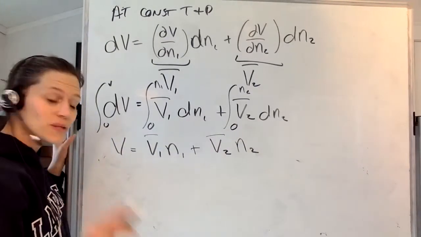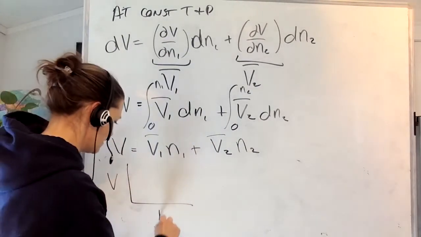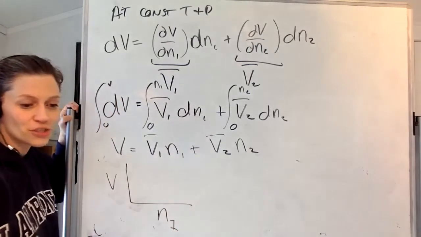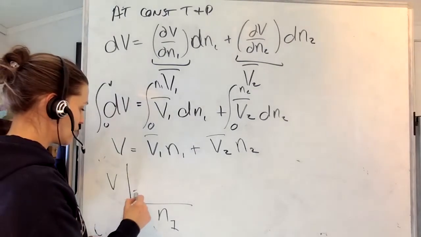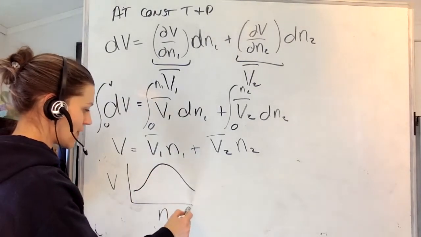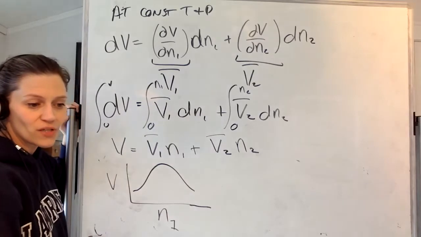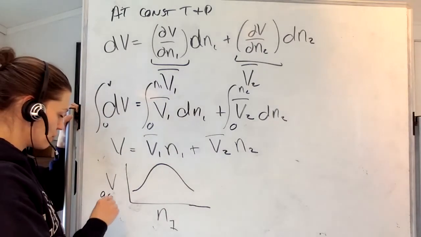Woohoo! If you were to plot this as a function of N1, it might look weird. It might look something like that, to where this is your actual volume.